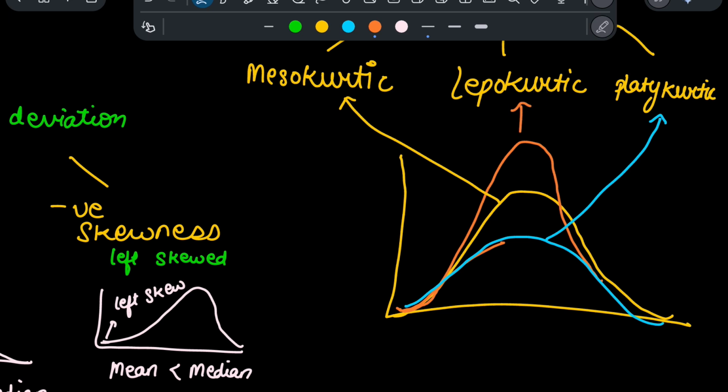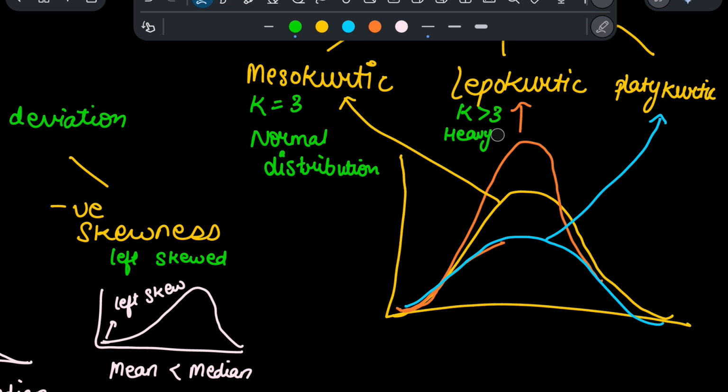Now understand the three. In the mesokurtic distribution, it is more like a normal distribution, and here k is equal to 3. In the leptokurtic distribution, k is greater than 3 and it has heavy tails. In the platykurtic distribution, k is less than 3 and it has light tails.